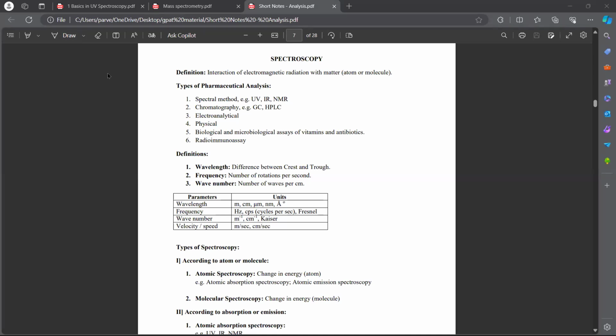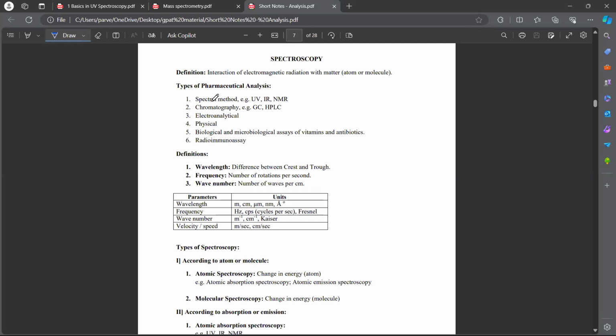Generally, the methods of analysis are very important in any pharmaceutical industry, because whether it may be an API, an excipient, or a final product, all undergo systematic evaluation and analysis using various methods. Basically, analysis is of different types. A broad classification of analysis can be given in this way.